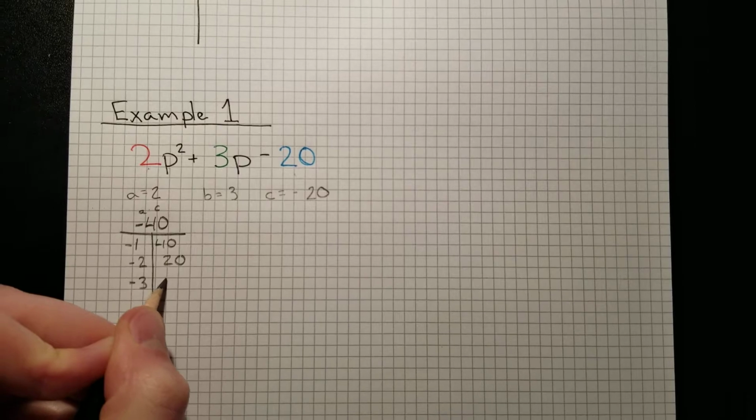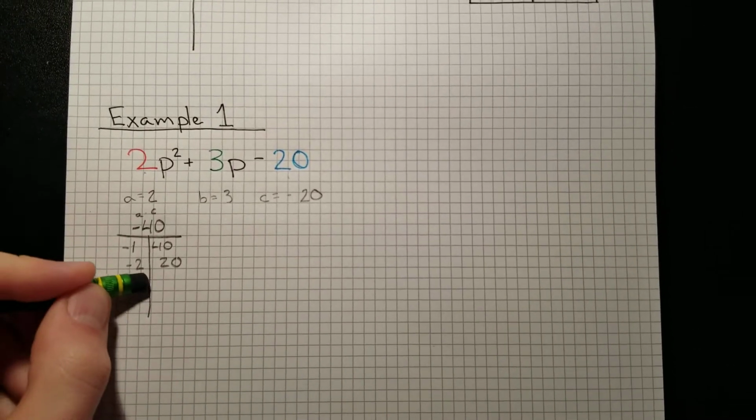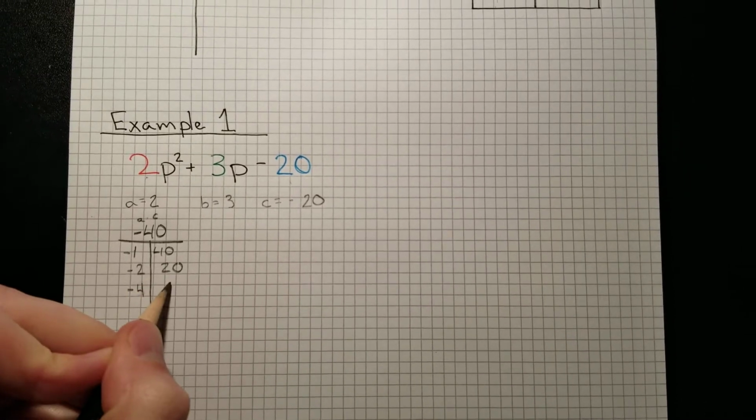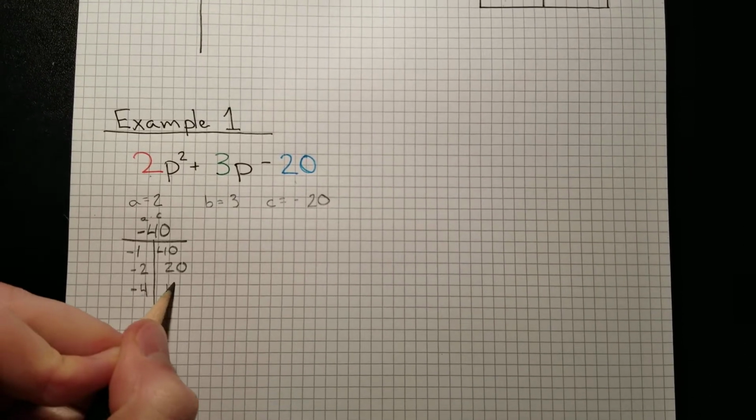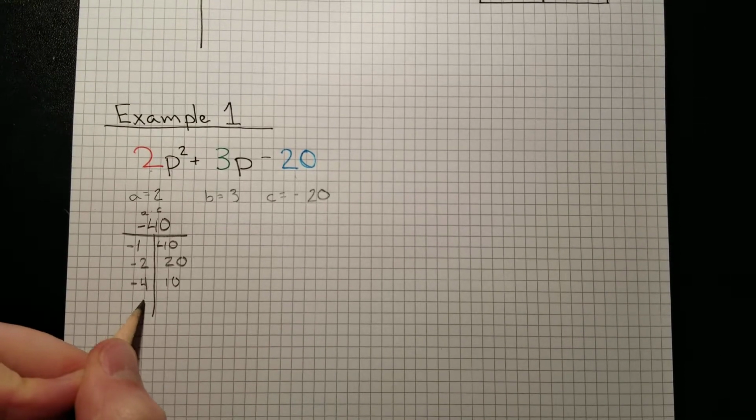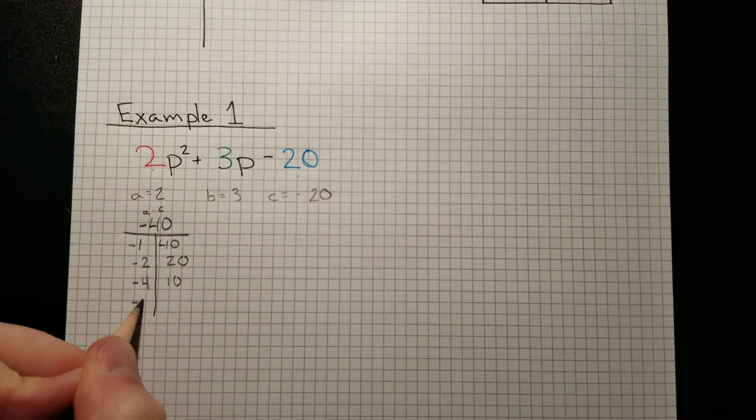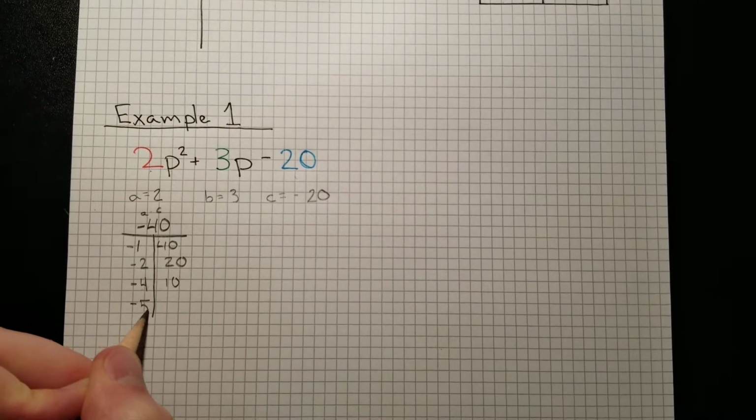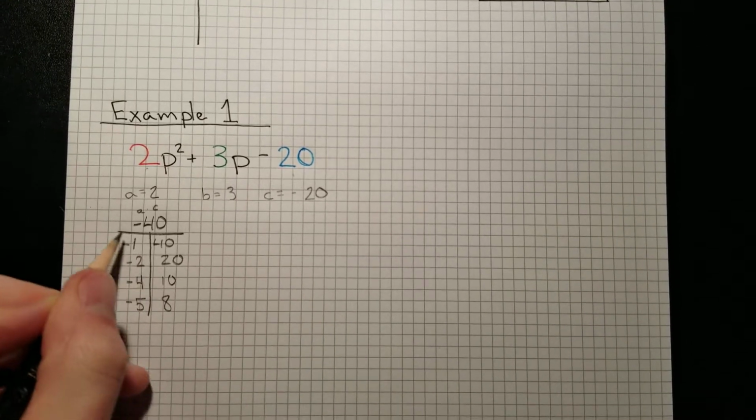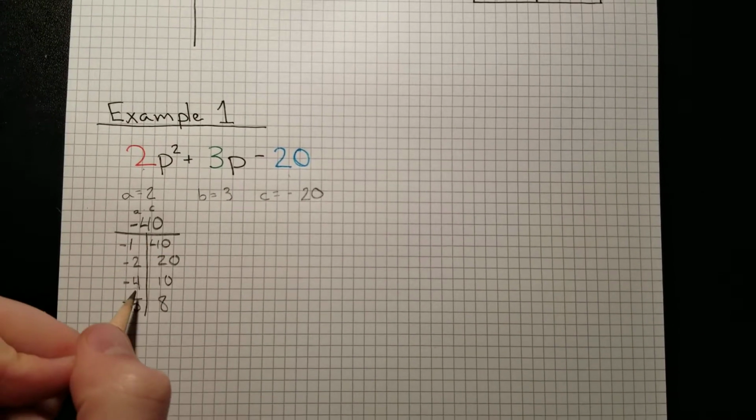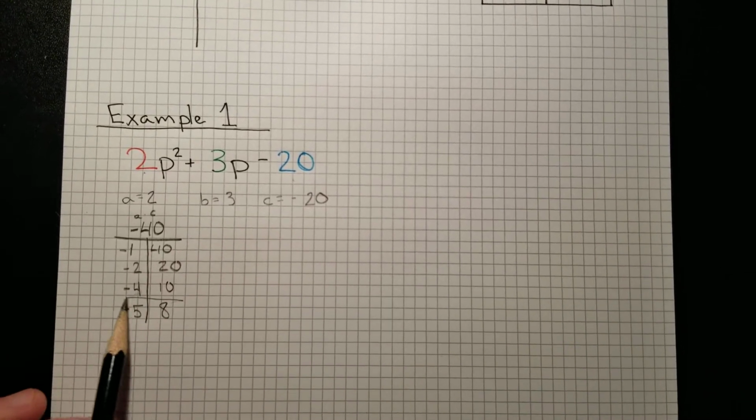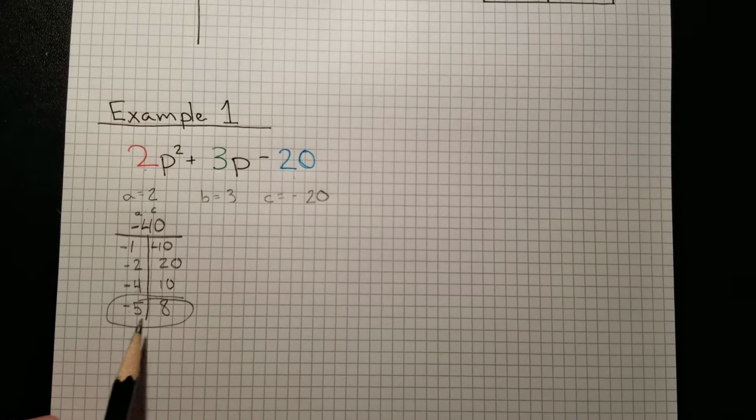negative 3 times, no, that's not going to work. Negative 4 times 10. Negative 5 times 8. And we'll go through and figure out which one of these adds up to get 3. Well, that would be that last one, negative 5 times 8.